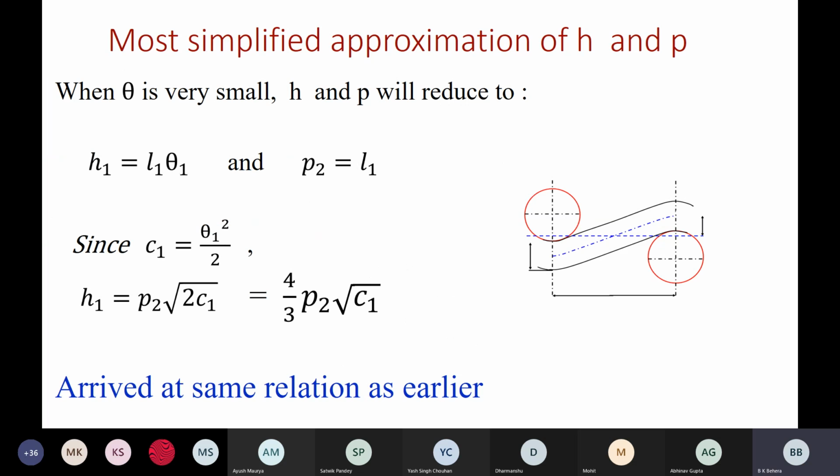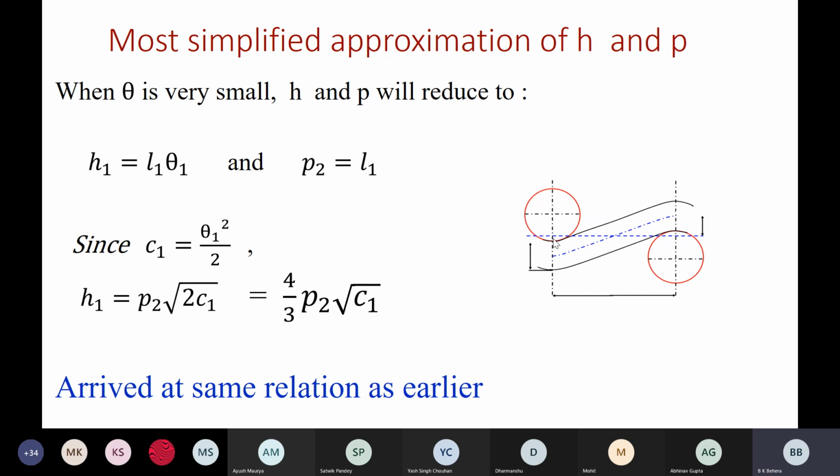Then you will get the most simplified form. When theta is very small, H and P will reduce to H1 is equal to L1 theta 1 and P2 will be equal to L1. Look at this. This is P2. L1 is from here to here.